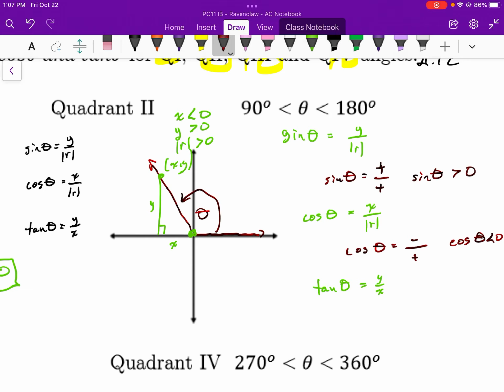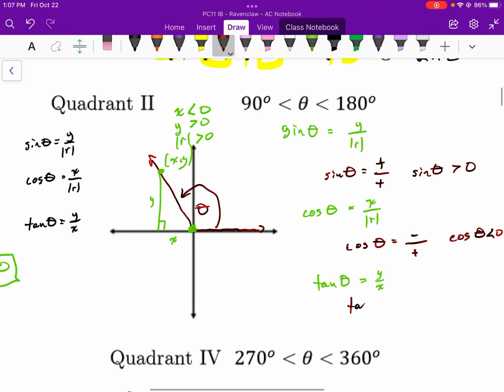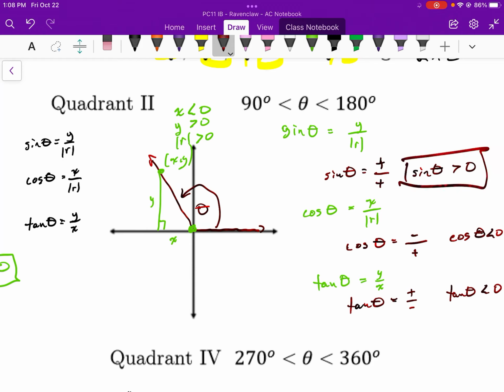And that's true for all coordinates, for all quadrants. So now I have tangent theta is equal to my y over my x. Now I'm going to speed things up. In quadrant number 2, my y's are positive, and my x's are negative. So a positive divided by a negative is a negative. So in quadrant number 2, I have sine theta is positive. Cosine theta is negative.